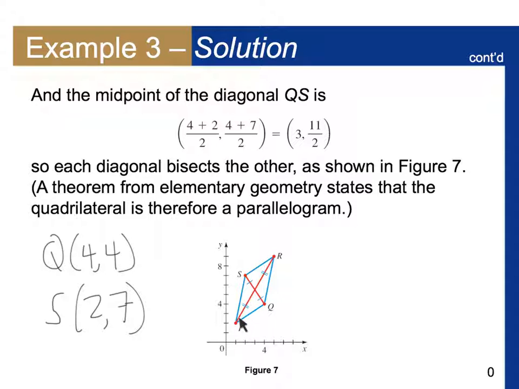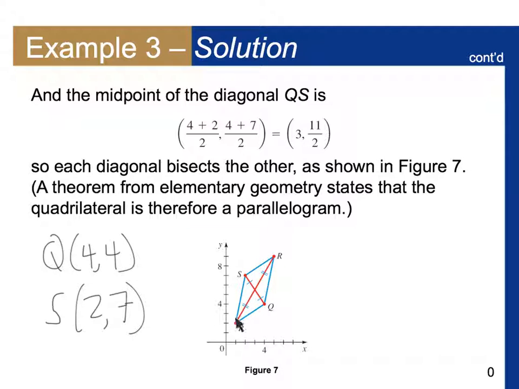So we did PR. It's not the same orientation, but P and R are opposite each other as before, and Q and S are opposite each other as before. So we're going to take the midpoint of Q and S, which is add the x's, so 4 plus 2, and divide by 2. Add the y's, 4 plus 7 divided by 2, and we get 3, 11/2, which is the same as the other one.